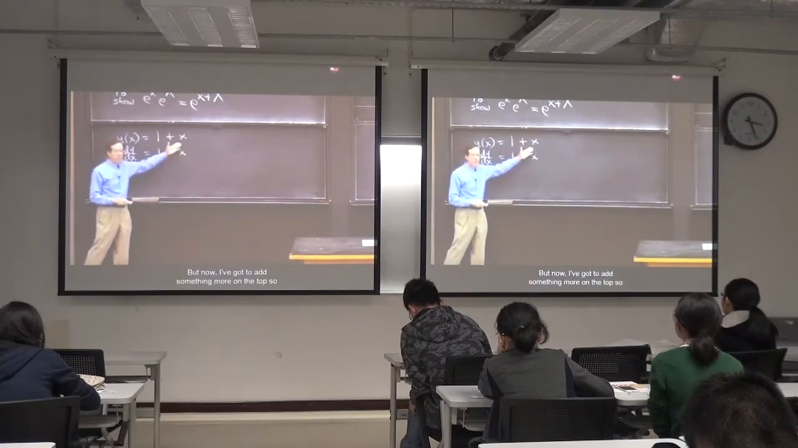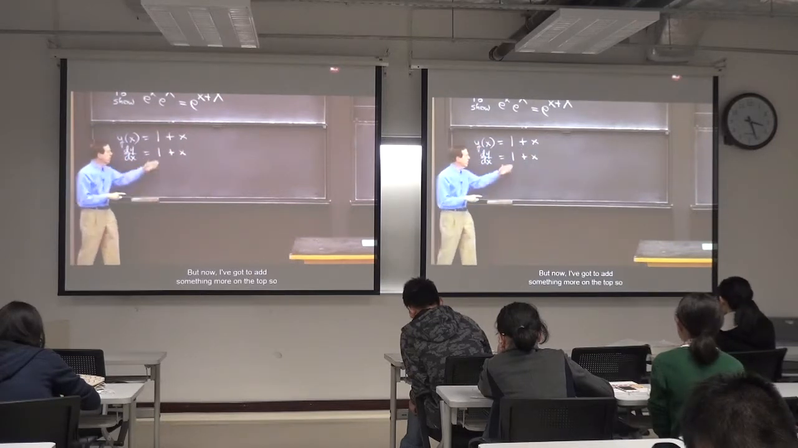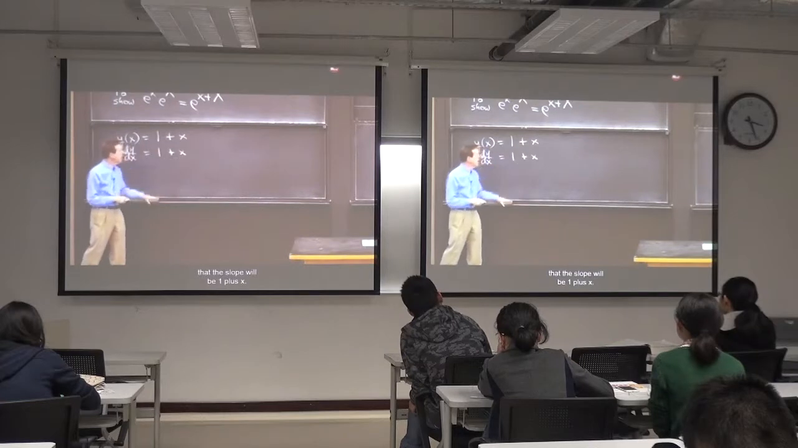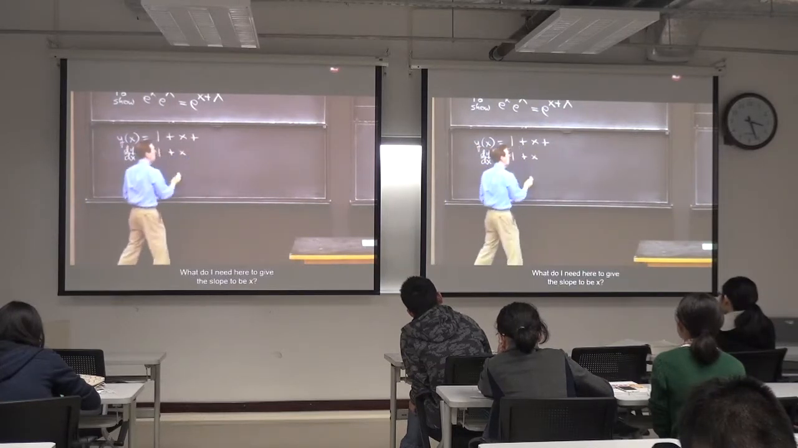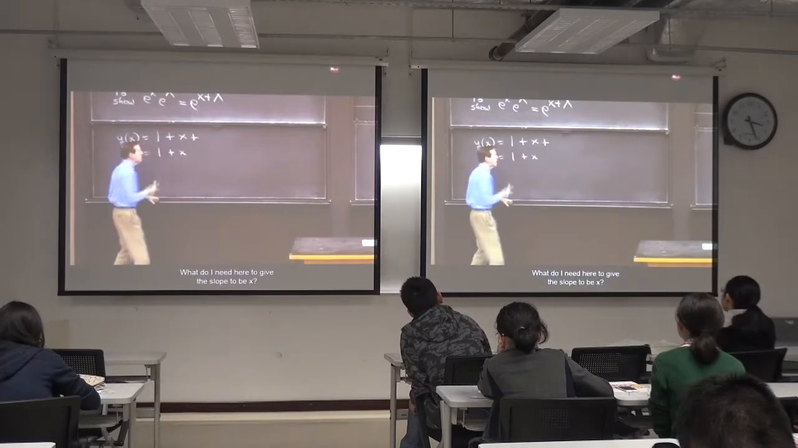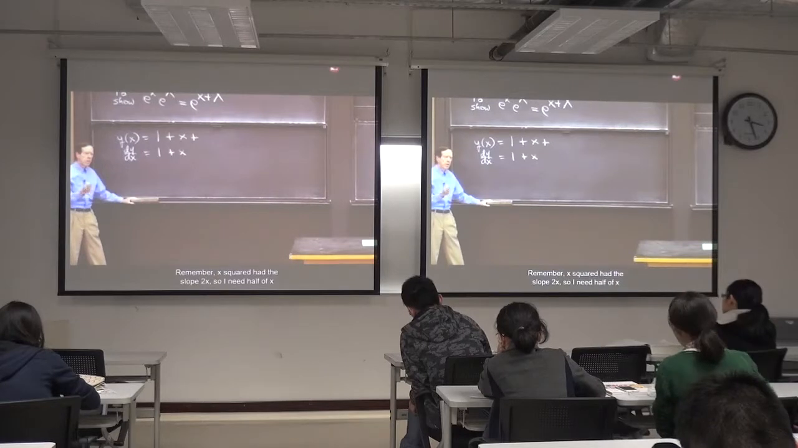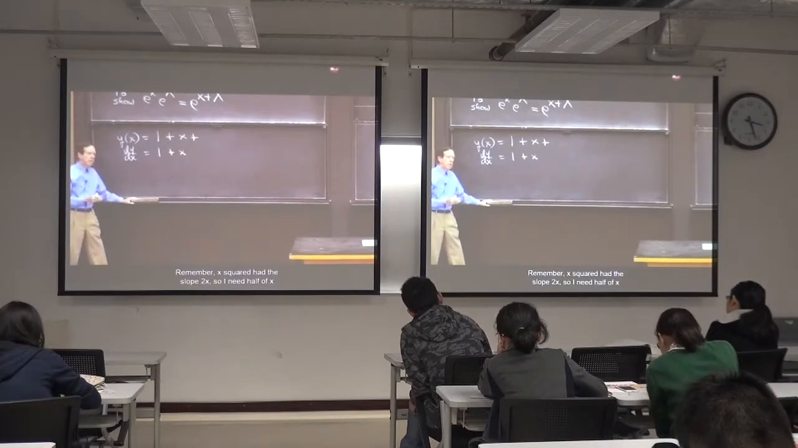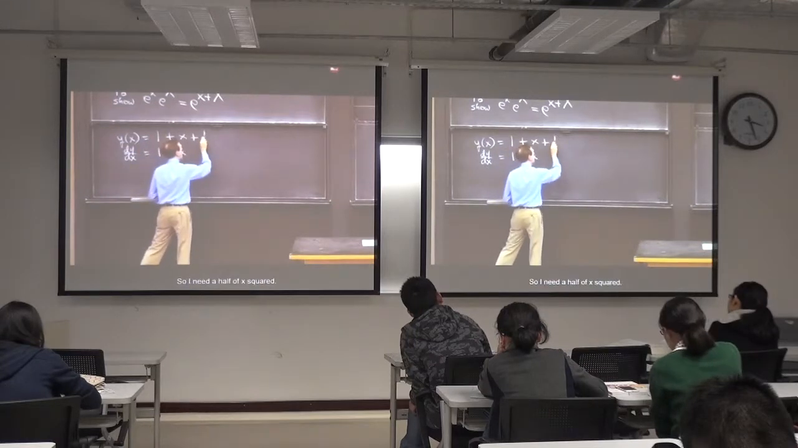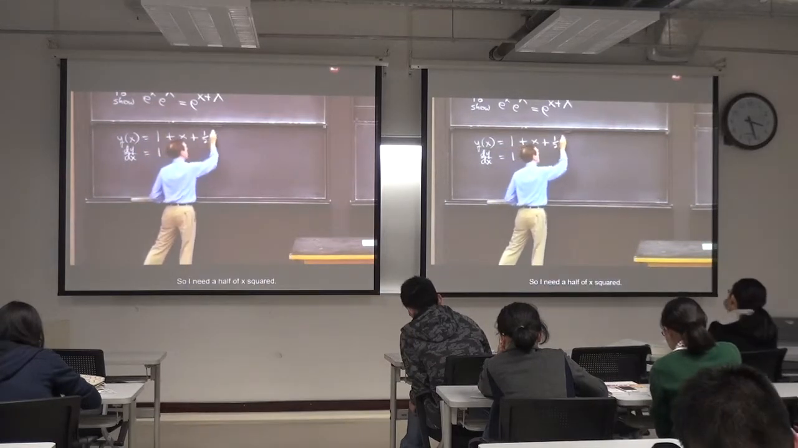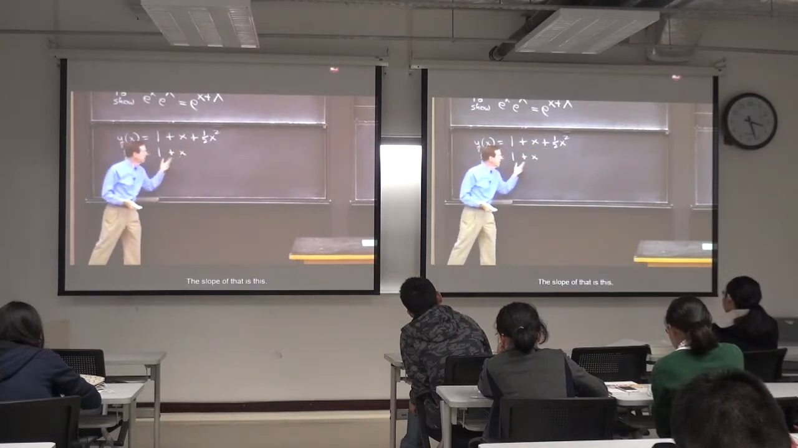But now I've got to add something more on the top so that the slope will be 1 plus x. The slope of the x was 1. What do I need here to give the slope to the x? Remember, x squared had the slope 2x. So I need half of x squared so that I'll have 1x. So I need a half of x squared. Good. The slope of that is this.